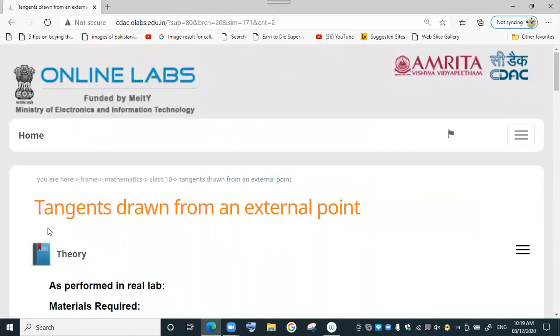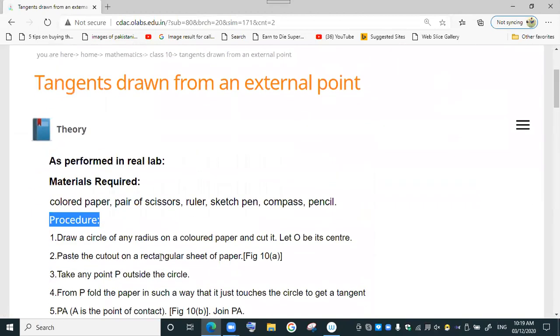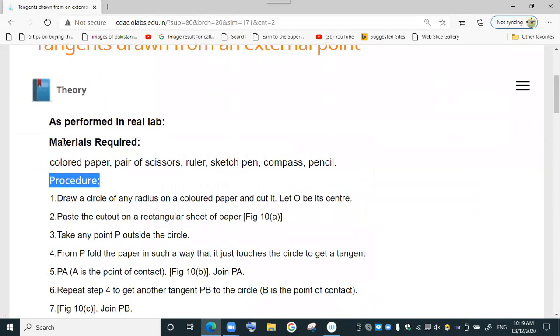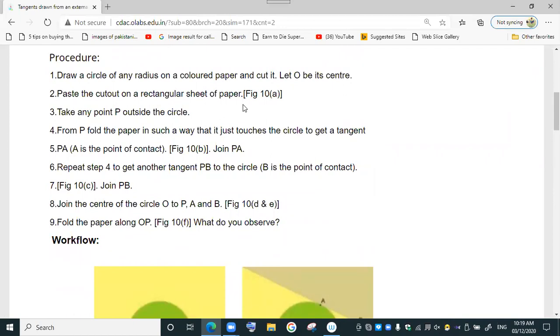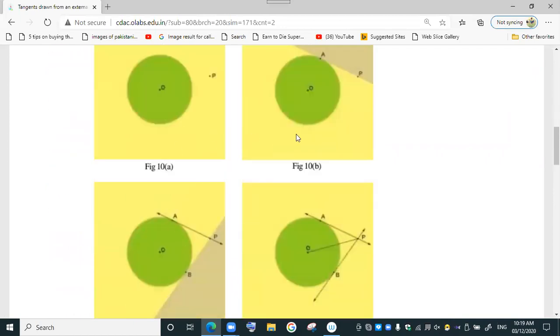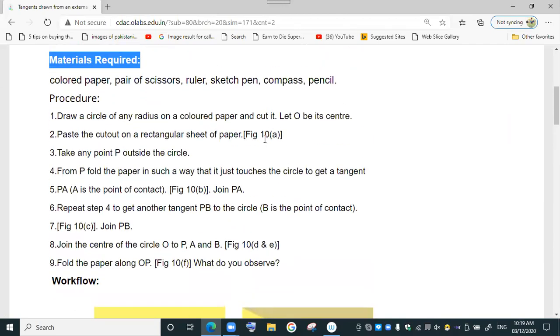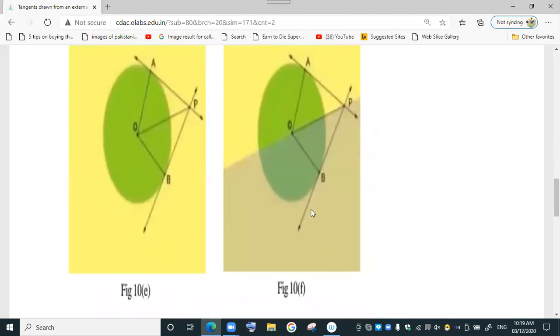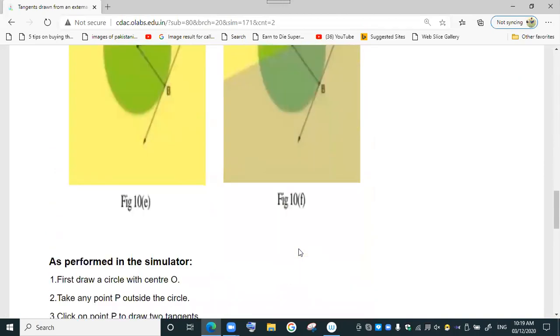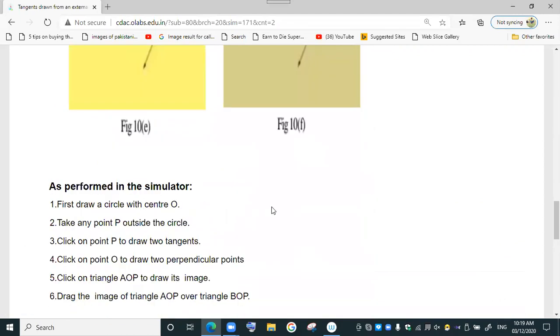Listen, I think you should write this again. First, you will write the aim: to verify that the length of tangents drawn from an external point are equal. Second point, materials required: colored paper, pair of scissors, ruler, sketch pen, compass, pencil. Procedure as it is, but the figure numbers: you can give figure number 1, 2, 3, 4, 5, 6. After that, don't write 'as performed in the simulator'.